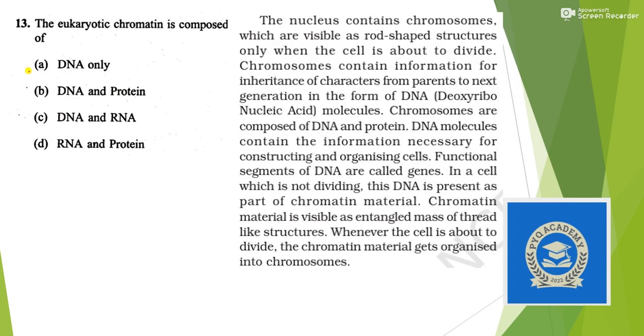Next question, the eukaryotic chromatin is composed of. Eukaryotic, we know, means all those organisms which contain a membrane-bound cell organelle. Chromatin is a part of chromosome, and we know that chromosome contains DNA and protein. You can see here chromosomes are composed of DNA and protein. So our answer is option B, DNA and protein.